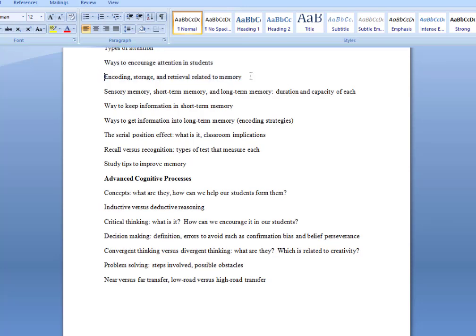All right, so like we said with our information processing approach, specific to memory here, we have to encode information. We have to get it in, we have to store it, and then be able to retrieve it and do something with it.